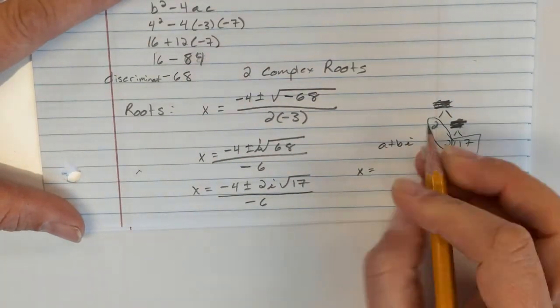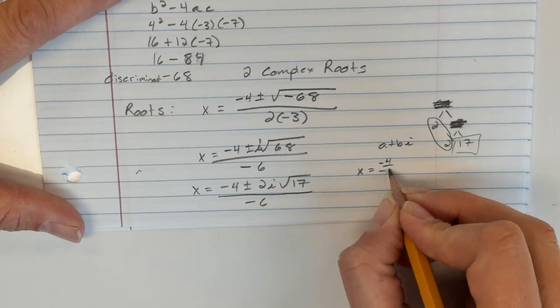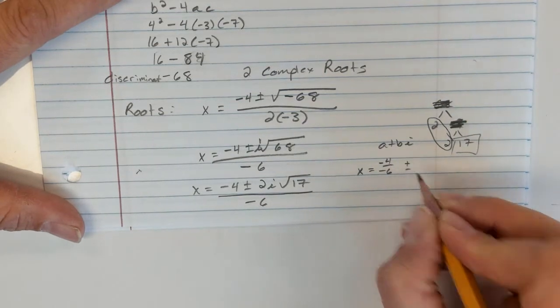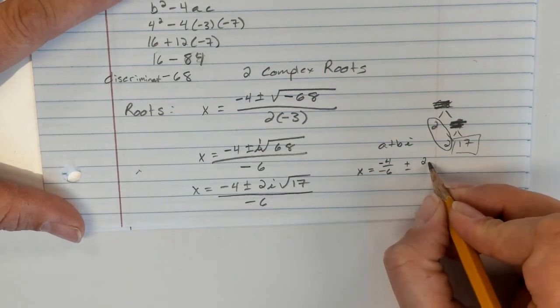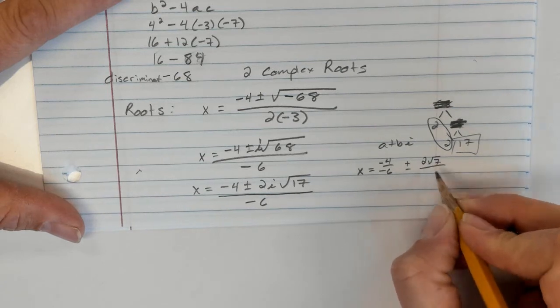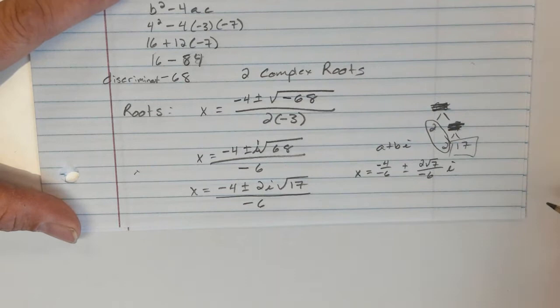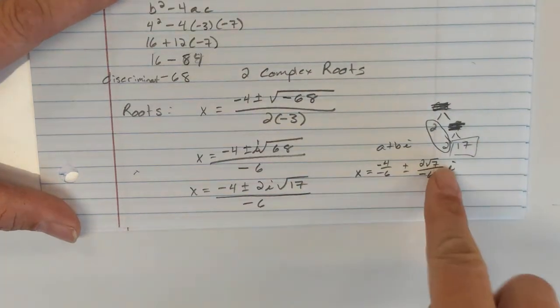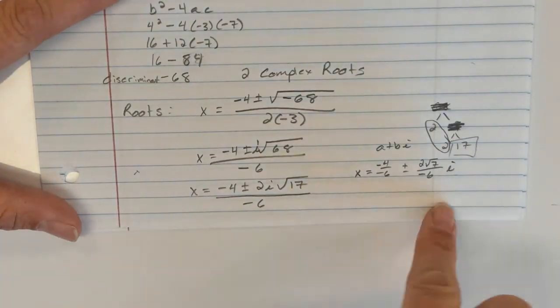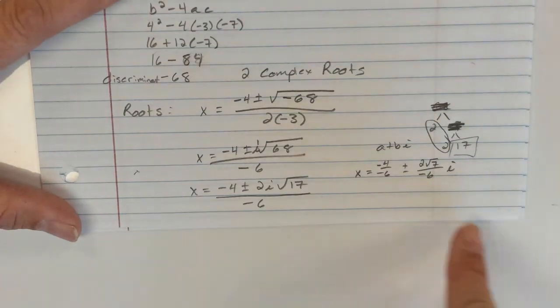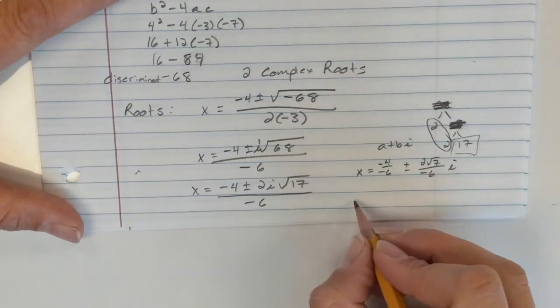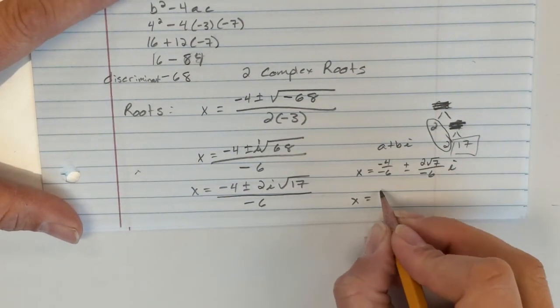All right, then we could do the split there. So I'm going to do that. So x is equal to negative 4 over negative 6 plus and minus 2 square root of 7 over negative 6i. I'm just moving it into the a plus bi format, right? So I took the i, put it out here, and just left all the numbers there. Now, negative over negative is positive, and 4 over 6 becomes 2/3.